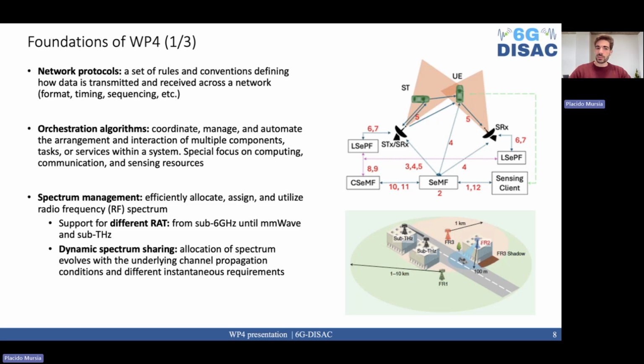We also deal with spectrum management, which means efficiently allocating, assigning, and utilizing the radio frequency spectrum. This includes support for different radio access technologies, which may range from sub-6 GHz to millimeter wave or even sub-terahertz, and a spectrum allocation which is dynamic. So it evolves over time. It's not static, and it depends on the underlying channel conditions, but also instantaneous requirements.